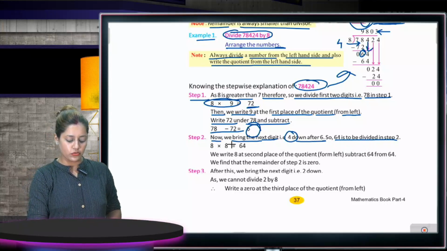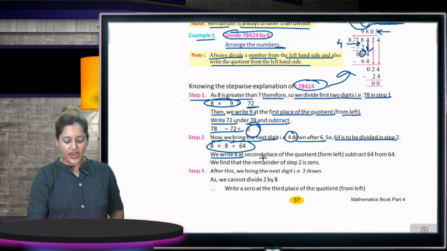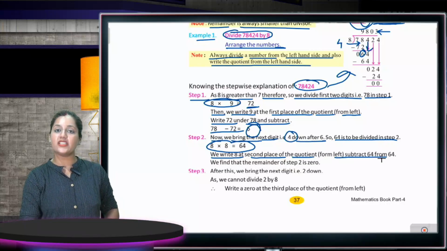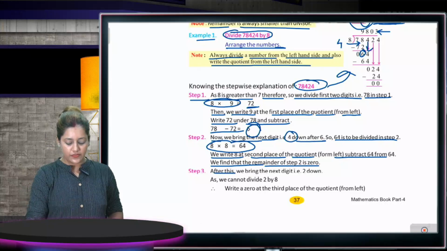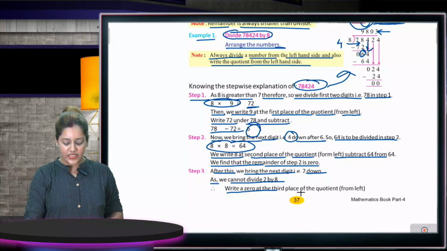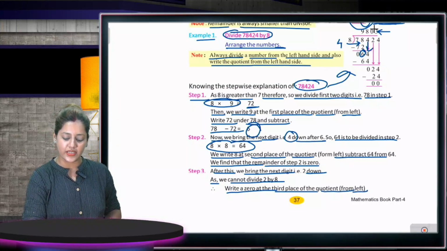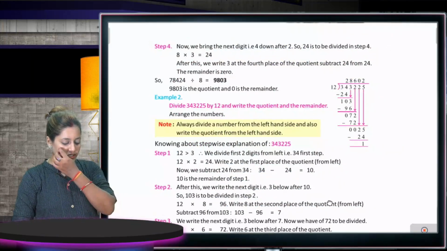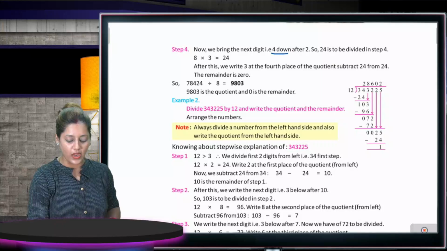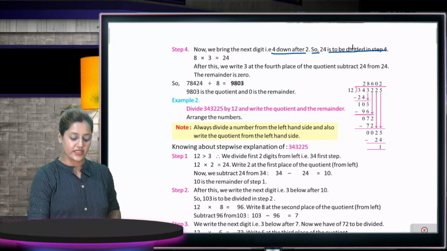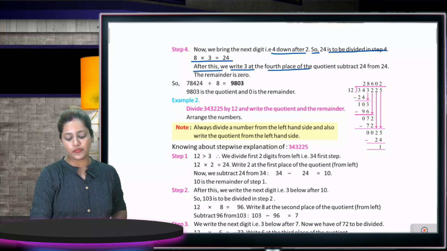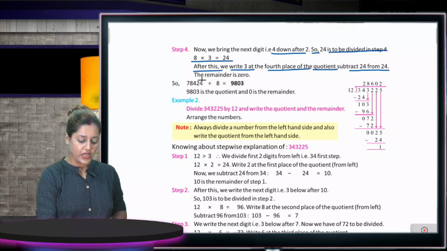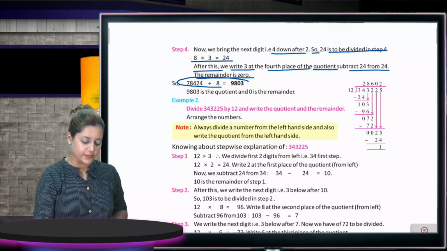64 is divided in step 2, that is 8 into 8 is 64. We write 8 at the second place of the quotient and subtract 64 from 64. We find the remainder of step 2 is 0. After this, we bring the next digit 2 down as we cannot divide 2 by 8. Write a 0 at the third place of the quotient from the left, that is here. After that, we bring the next digit 4 down after 2. So 24 is divided in step 4, 8 into 3 is 24. After this, we write 3 at the fourth place of the quotient, subtract 24 from 24 and the remainder is 0. So finally the answer is this.